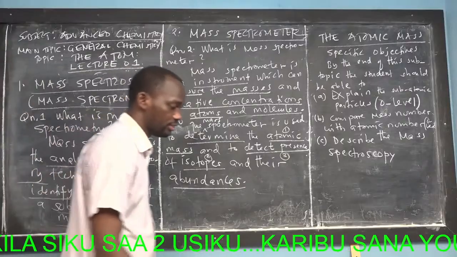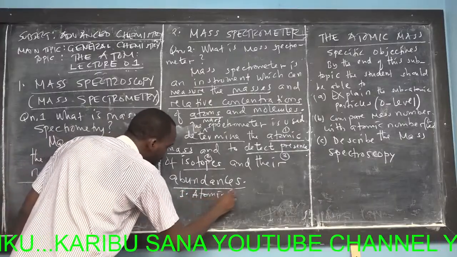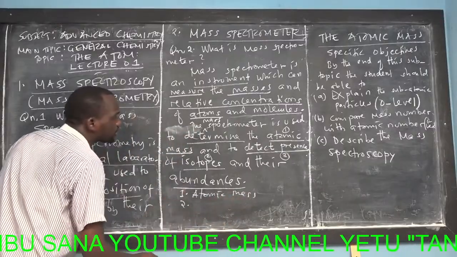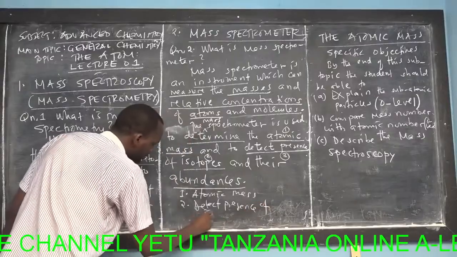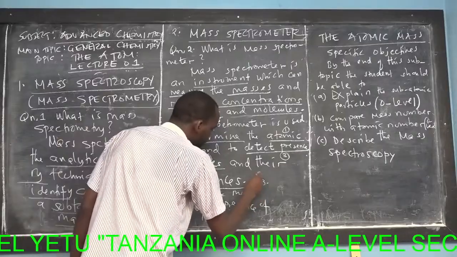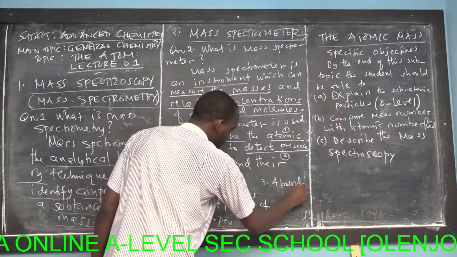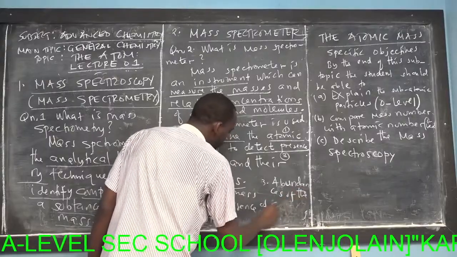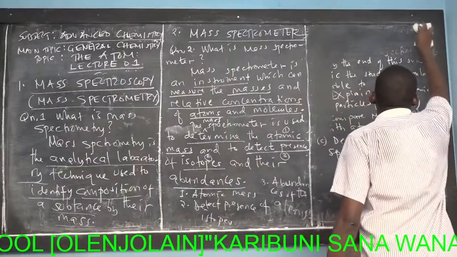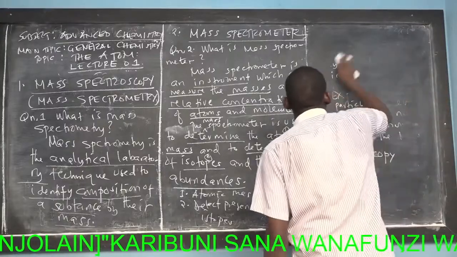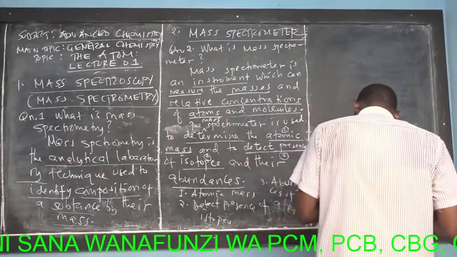Very interesting. So number 1, used to determine the atomic mass. Number 2, used to detect the presence of what? Presence of isotopes. And then number 3, used to determine what? Abundance. Abundance of what? Of the atom or molecule. Interesting. Soon you are approaching to be a king or a queen of mass spectrometer. And I believe that you'll be solving problems of mass spectrometer in a different way.